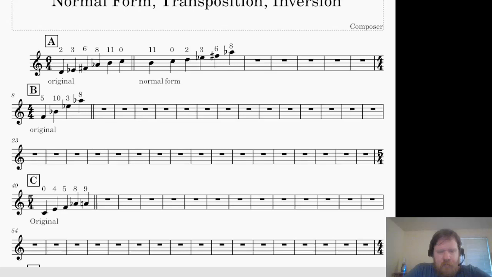This one here, I've got a minor seventh. What's bigger than a perfect fifth? So that's not it. So we didn't have any ties. So here we are. This is our normal form right off the bat. That was easy. That was an easy one. I love the easy ones.